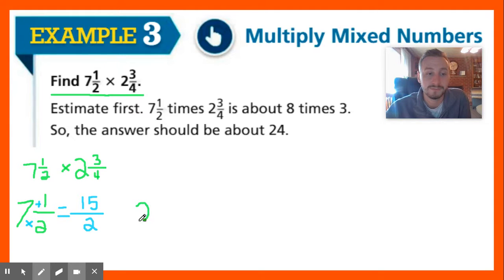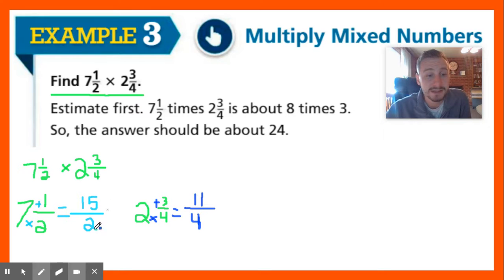So 2 3/4, what we do is we multiply 4 times 2, which is 8, and then add 3, which is 11. So the improper form of this would be 11 over 4 because your denominator stays the same. So now we have our two improper fractions.